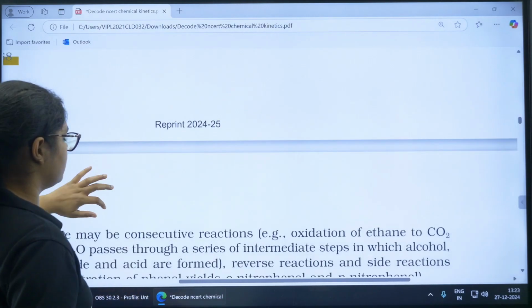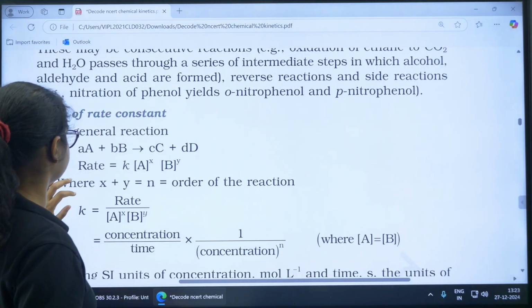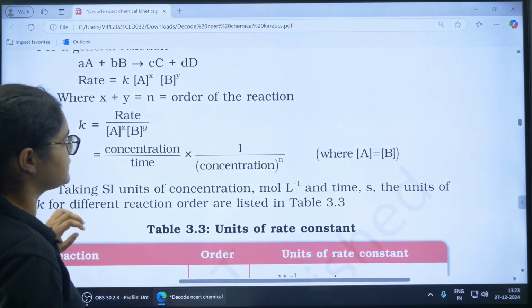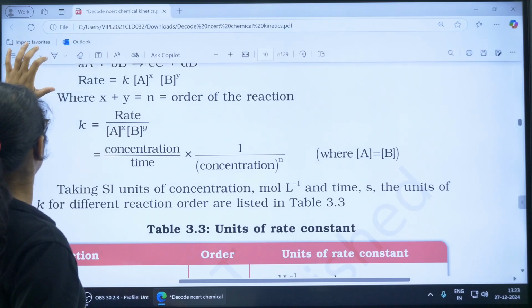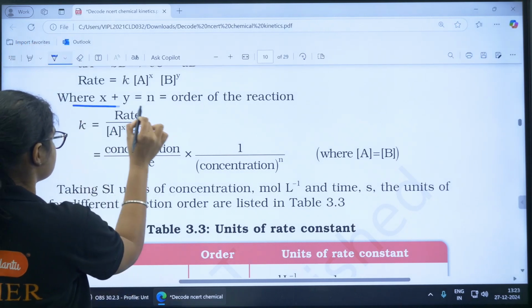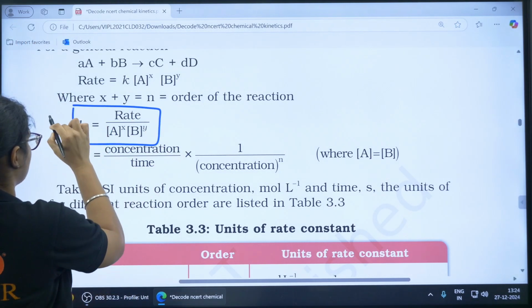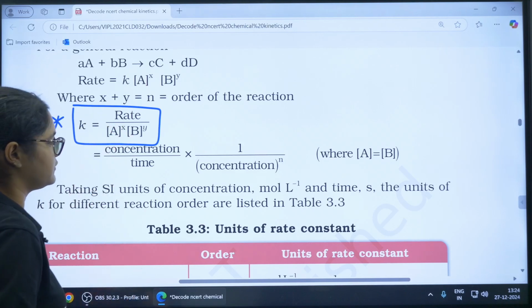Now if I move forward, here are the units of rate constant. This is very important: how to find the unit of rate constant. Let me highlight this one. This is the formula to calculate the unit of rate constant, an important one, so please mark this one.